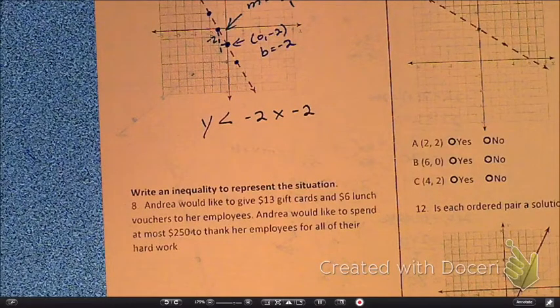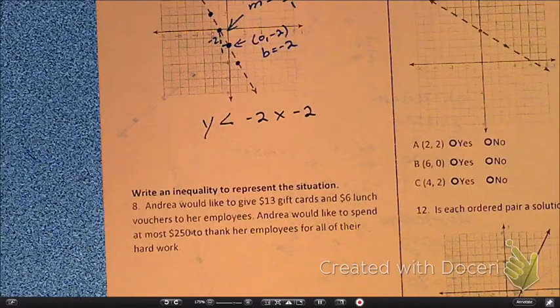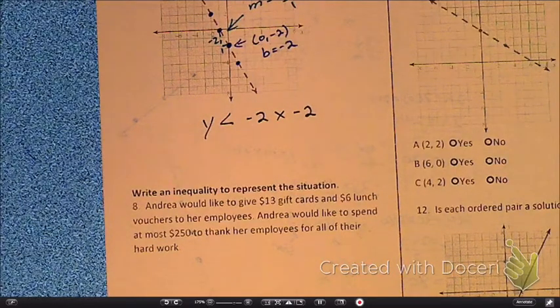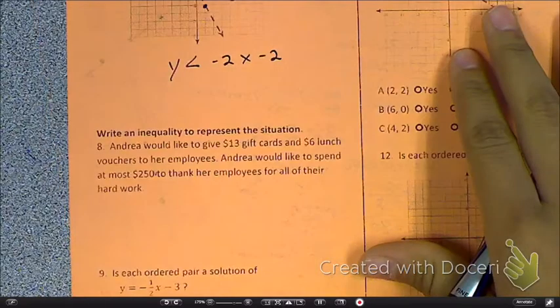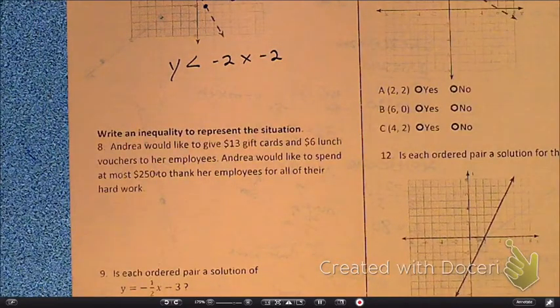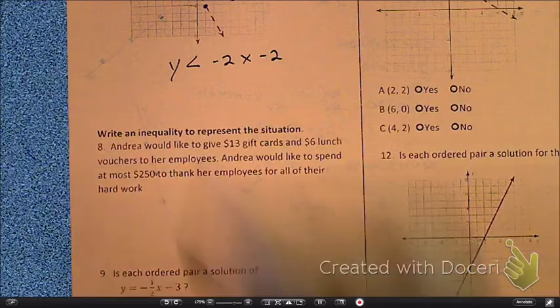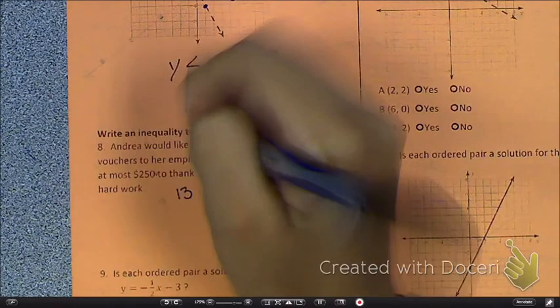Andrea would like to give 13 gift cards and $6 lunch vouchers to her employees. Andrea would like to spend at most $250 to thank her employees for all their hard work. Okay, so there's 2 main things. Okay, so how many gift cards does it cost? How much does a gift card cost? Okay, so it'd be 13. We could use this.